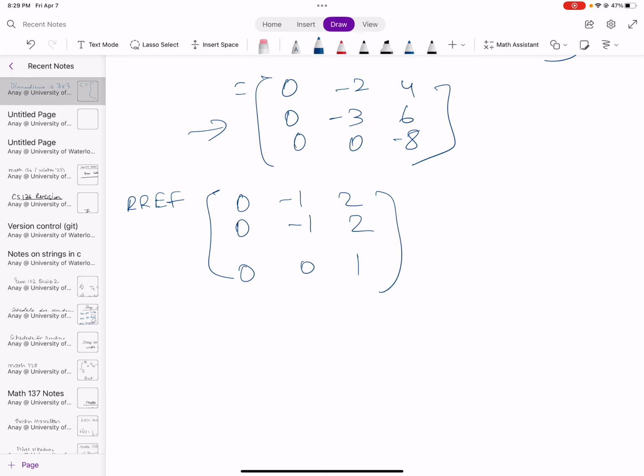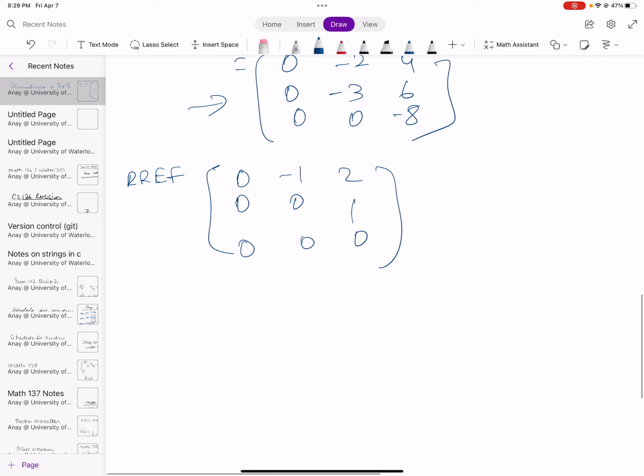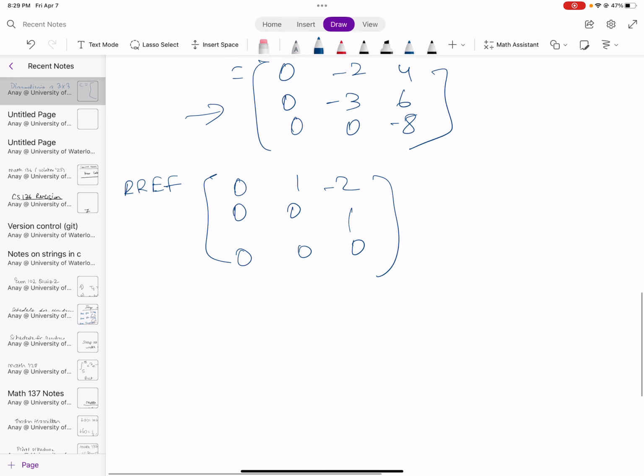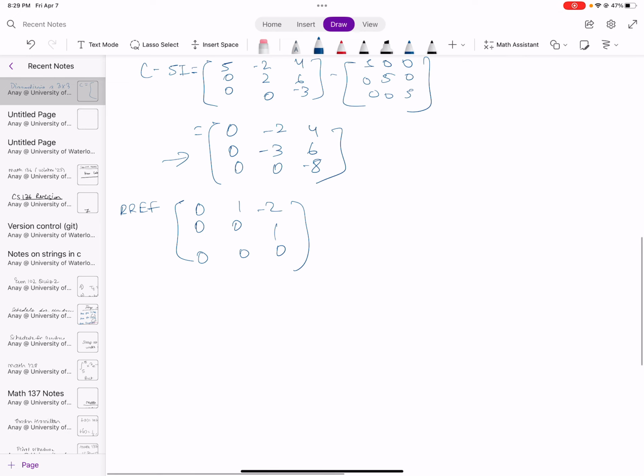Then I can subtract the first row from the second row. I would get this. Then I could swap, and I could multiply this by negative 1, so I could get this. This is the case when we have 5. So have I done something wrong? I'm not too sure, but I think it's all right.